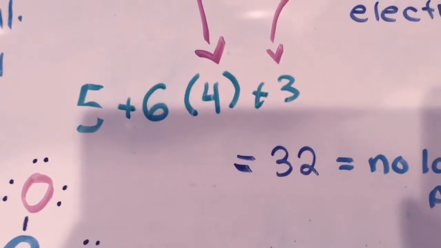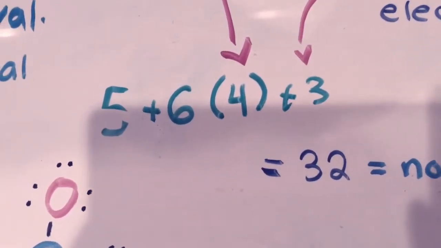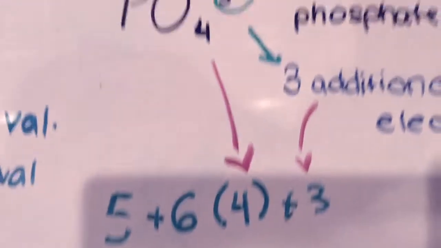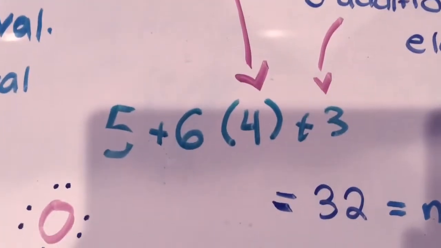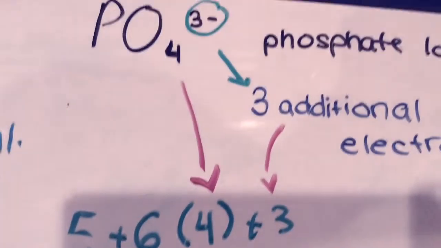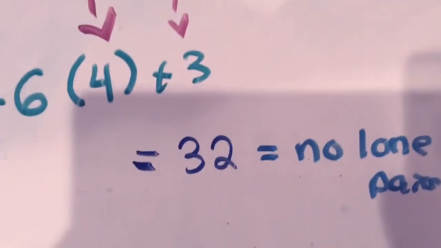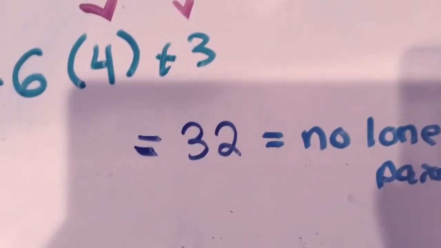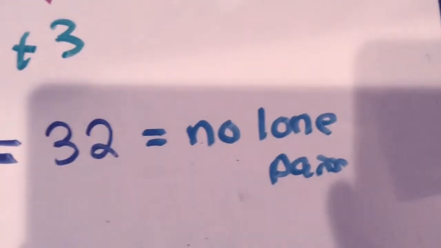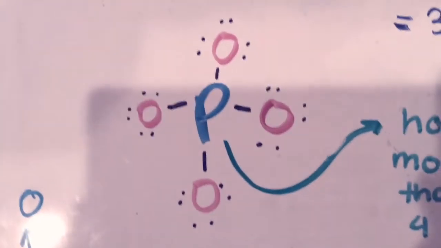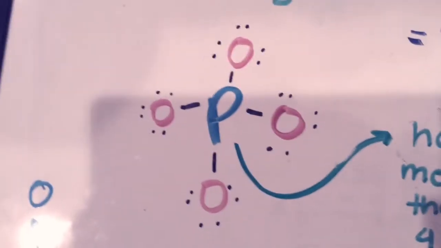We need to come up with the total amount of valence electrons, so we're going to have to add 5 plus 6, and since there are 4 oxygen atoms, we're going to have to multiply this by 4 and then add the 3 additional electrons, and we get 32. And since this is a multiple of 8, that means there are going to be no lone pairs. So we have all of our 4 bonds, and we completed all the octets.